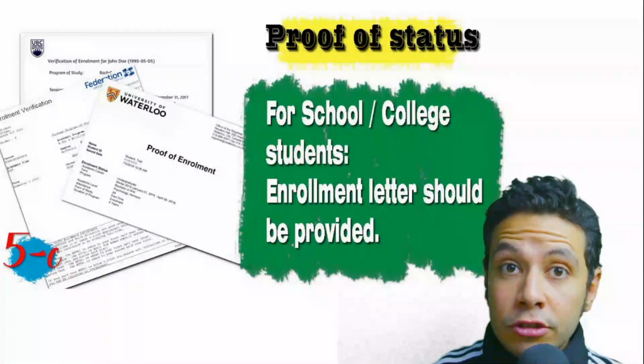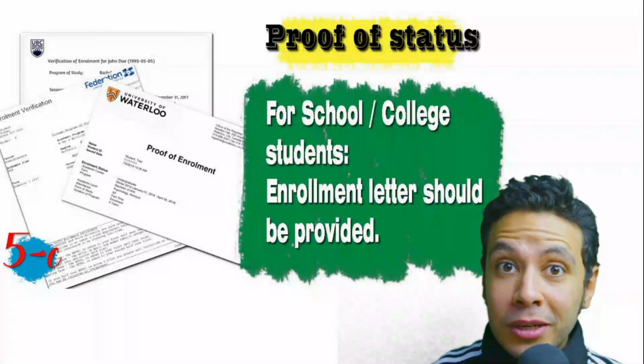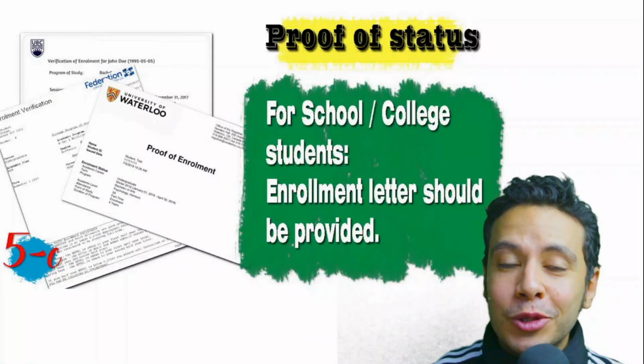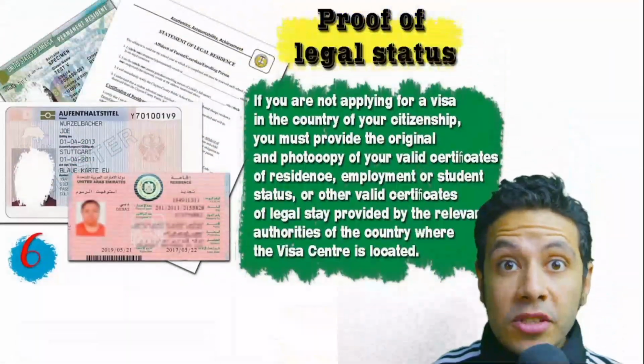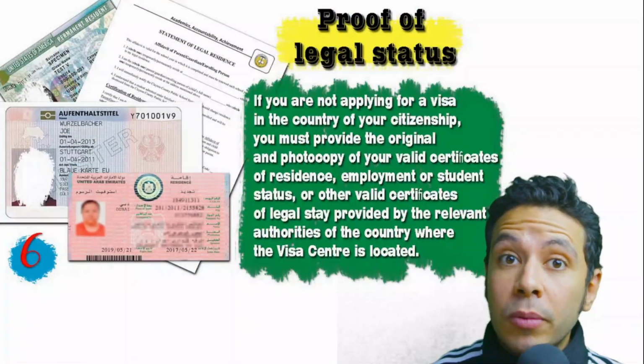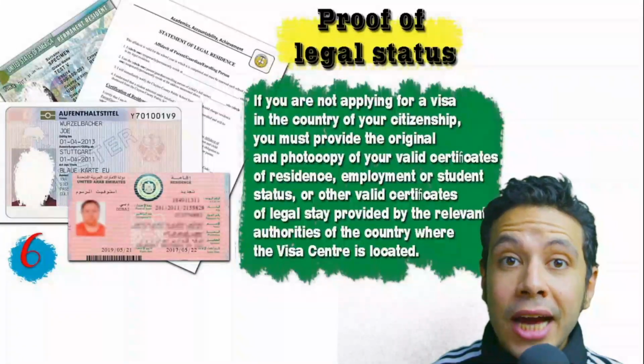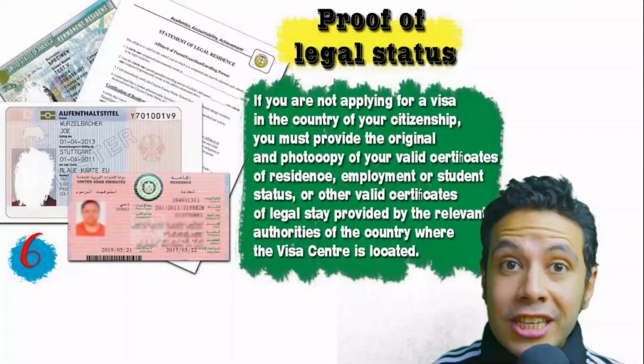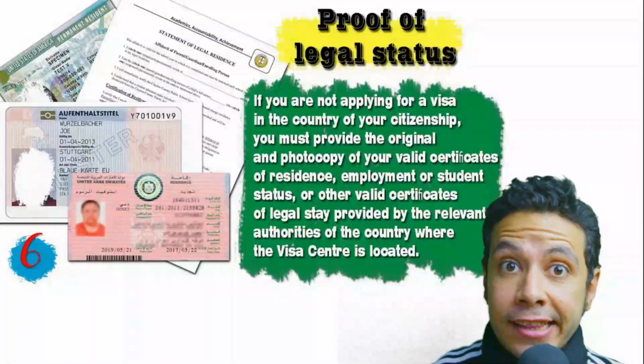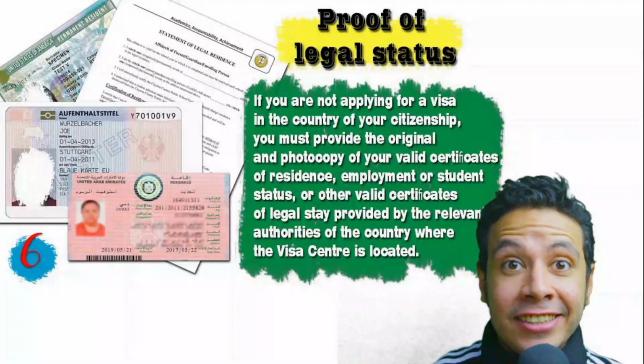But if you are a student in a school or a college, an enrollment letter should be provided from your university or your school. In some certain cases, you might be applying from a country different than your own country. At that moment, you will need to provide a proof of a legal status, which is a certificate of legal residence in this country. And in some cases, a valid residence visa for this country can be also accepted.